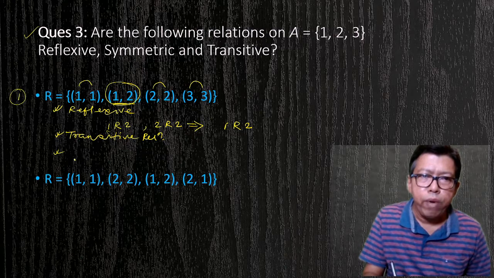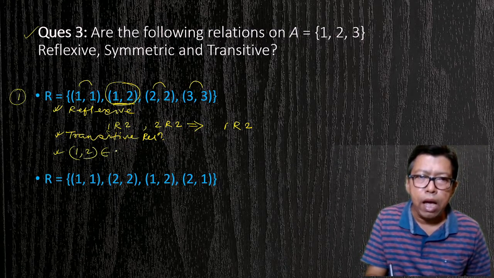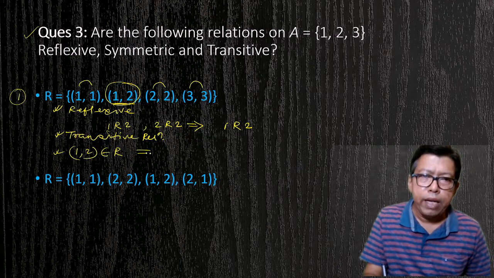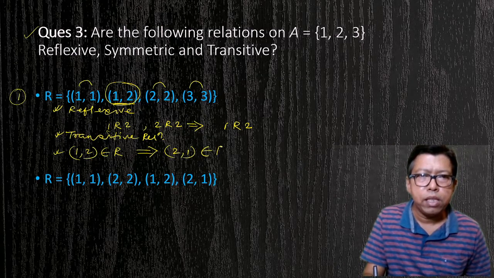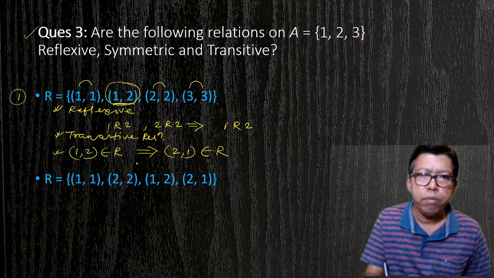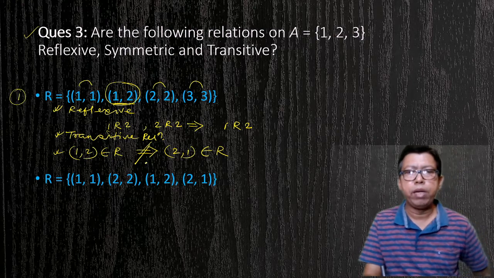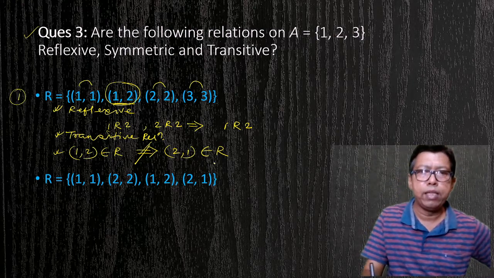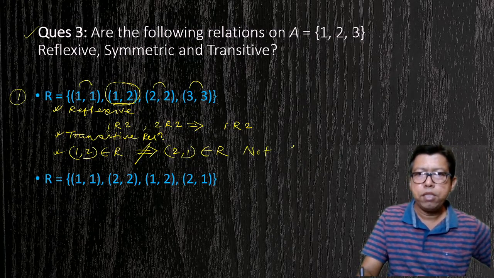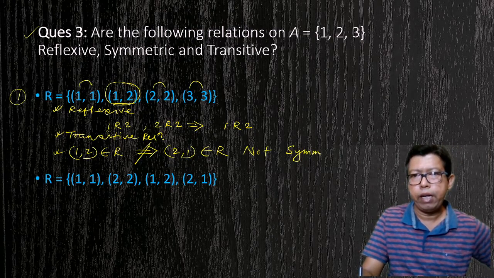You will see that 1 is related with 2, that means 1, 2 is an element of the relation R. Does it imply 2, 1 is also an element of the relation R? No, there is no such element, so this does not imply it. 1, 2 belongs to R, but it does not imply 2, 1 is an element of R. So this is not a symmetric relation.